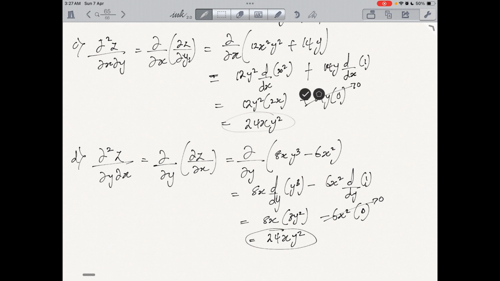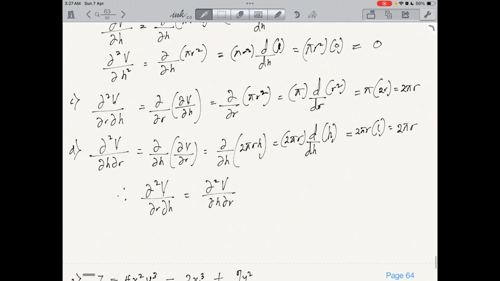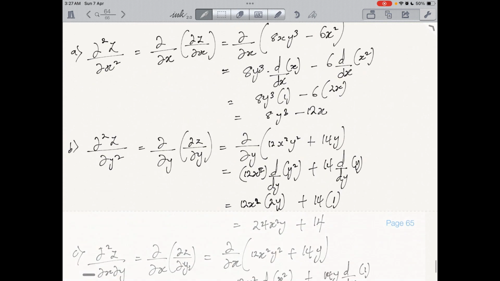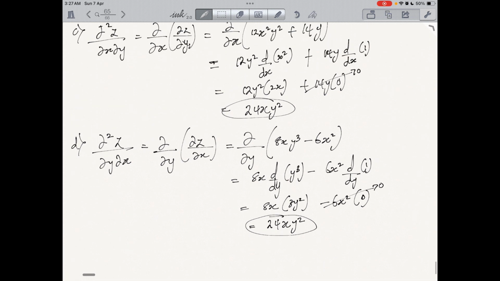Just as we saw in the first example, this form of differentiation is equal, the same as we are seeing here. So therefore, we can come to a conclusion that ∂²z/∂x∂y is the same thing as ∂²z/∂y∂x.